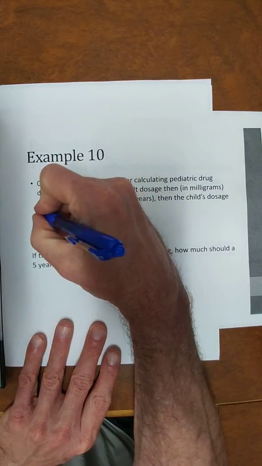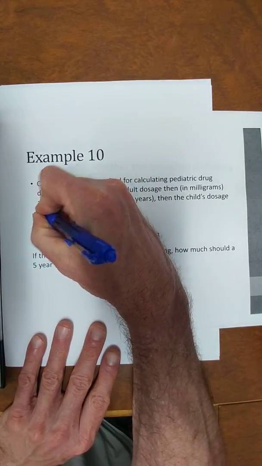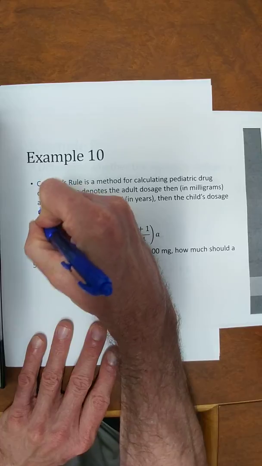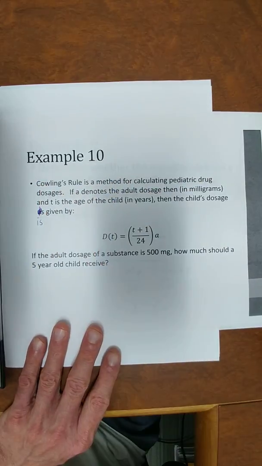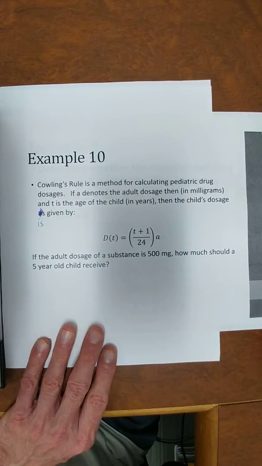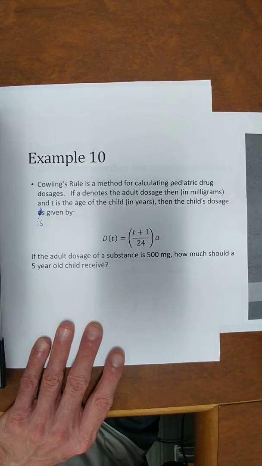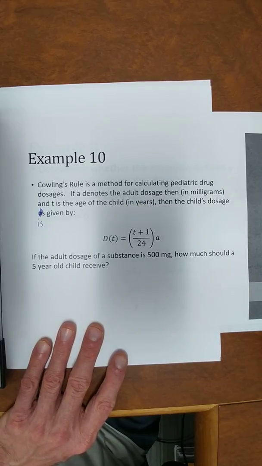is given by, a typo, forgive me, that should be is. I'll have to go back and correct that. Is given by D of T, and notice it's in a function form, is T plus 1 over 24 times A.